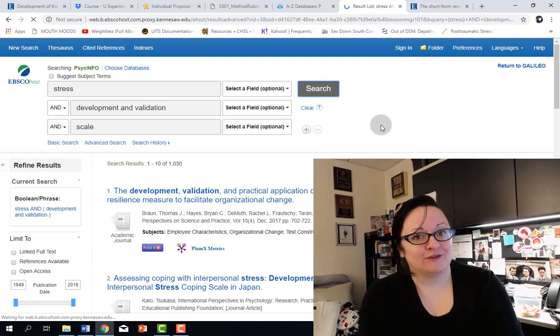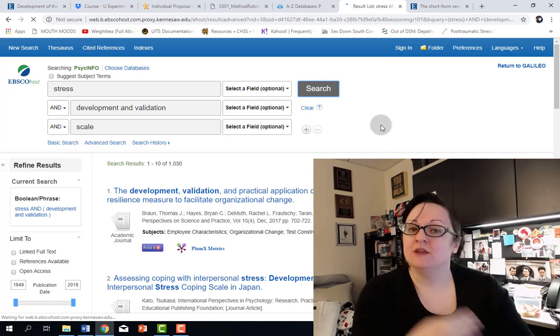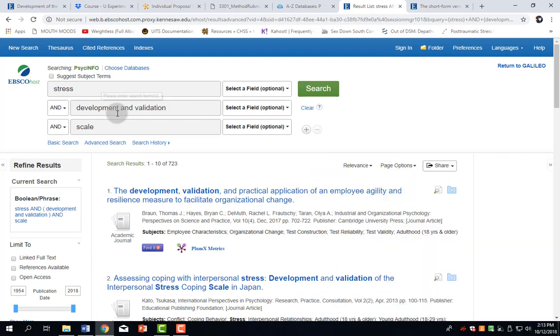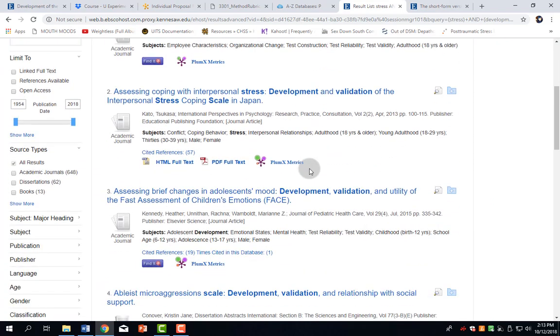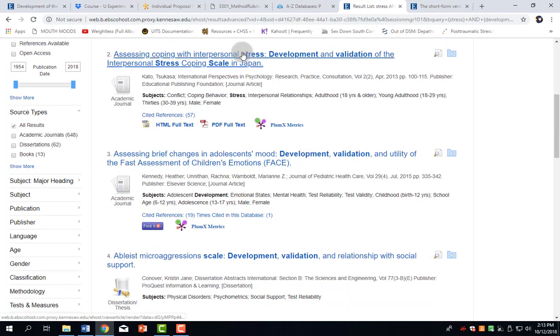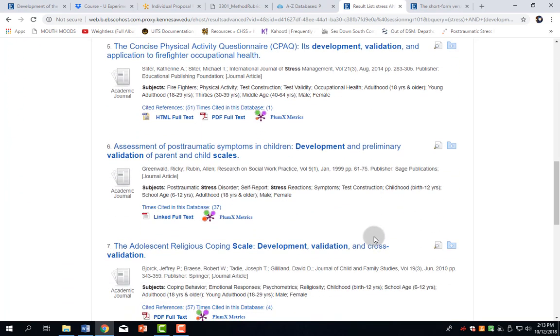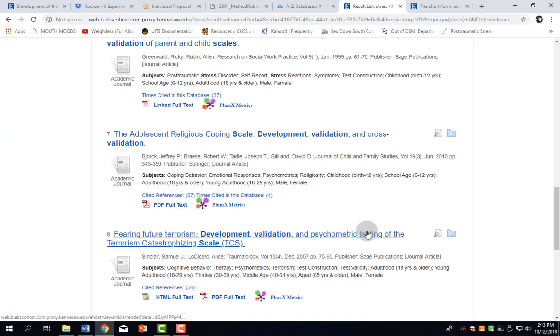But if you do have to go completely from scratch, then what you use is the library website. So I've typed in stress and this key phrase, development and validation, because that's usually in the title of any article that develops a new scale. And I can start scrolling through some of these and see that all of these articles are about people developing brand new measures, questionnaires, and scales that have something to do with stress.